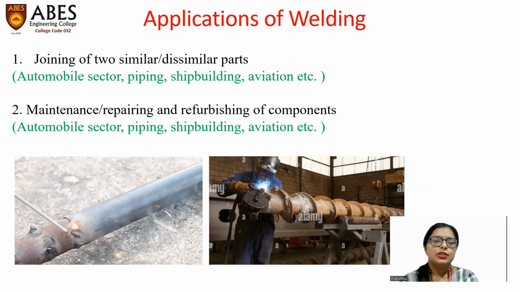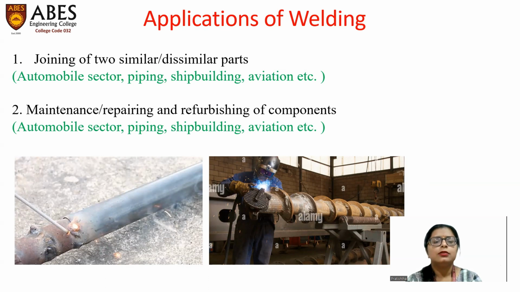Now, after definition and classification, we'll move towards the applications of welding. The first application of welding is very conventional or traditional, like joining of two similar or dissimilar parts. As I said in the definition, welding is the process of joining two parts. So joining is the very conventional or traditional application of welding.